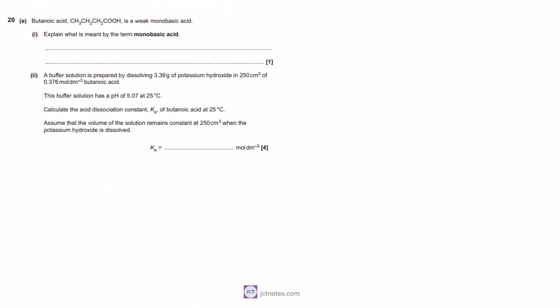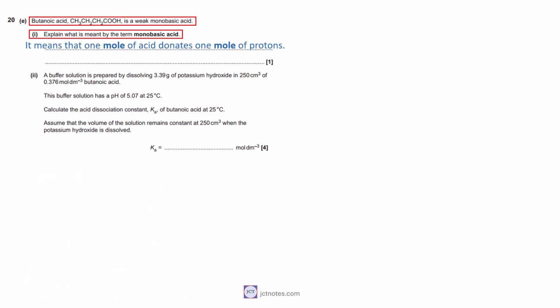Part E of question 20 refers to butanoic acid, a weak monobasic acid. In the first question, we need to explain what a monobasic acid is. This indicates that 1 mole of acid donates 1 mole of protons. Be sure to specify that this applies per molecule or mole of the acid, as failing to clarify this point could result in losing marks.